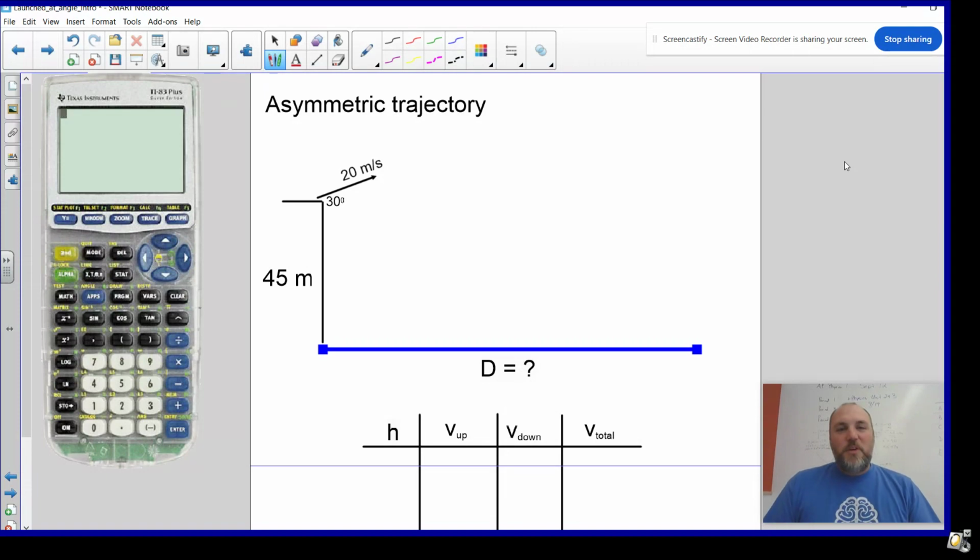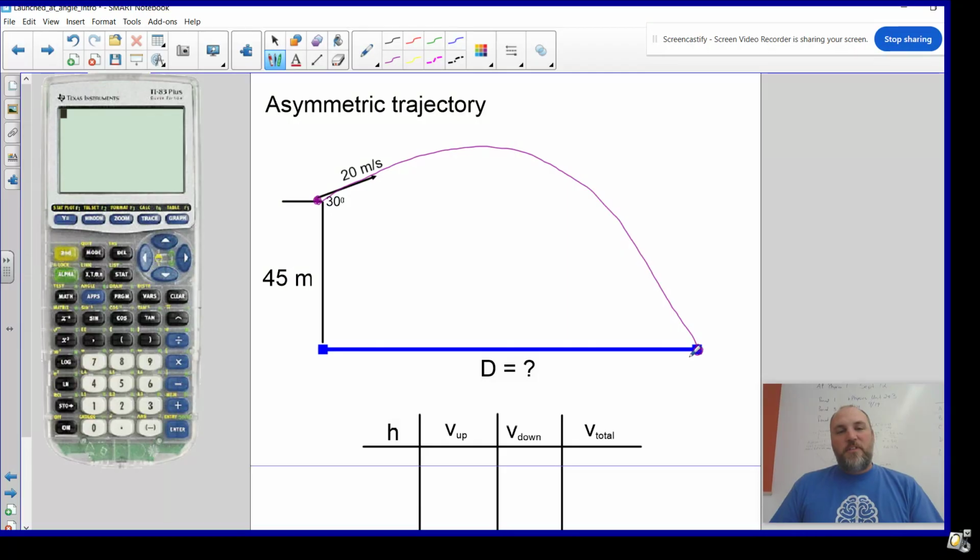Okay guys, today we're looking at a projectile with an asymmetric trajectory. That just means for this object that's launched from the top of a building and lands on the ground below, the upward part of the trajectory and the downward part of the trajectory are not equal time intervals. Also, the initial and final vertical positions are not the same.